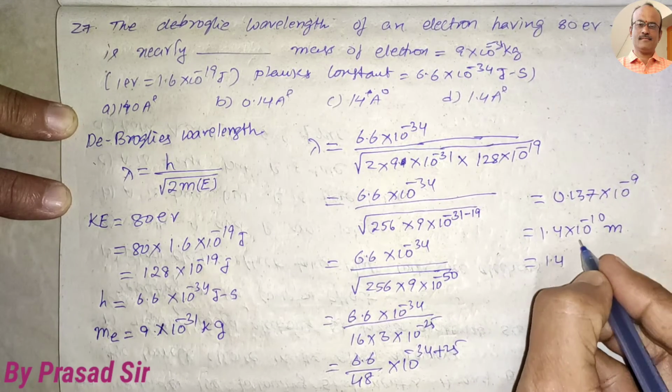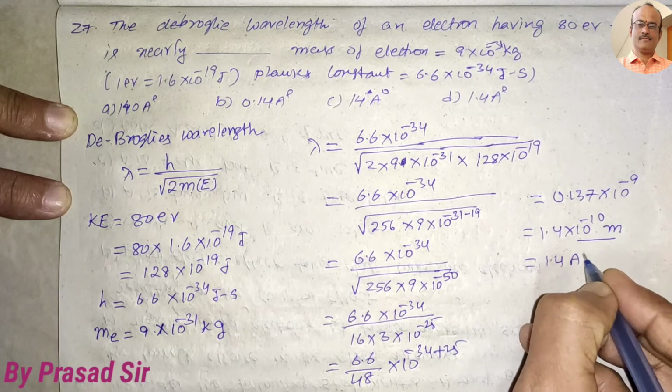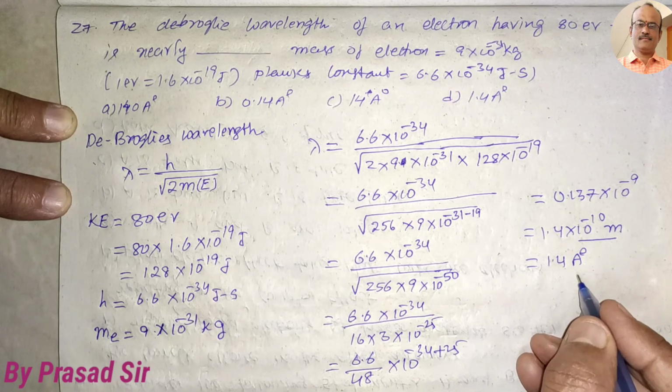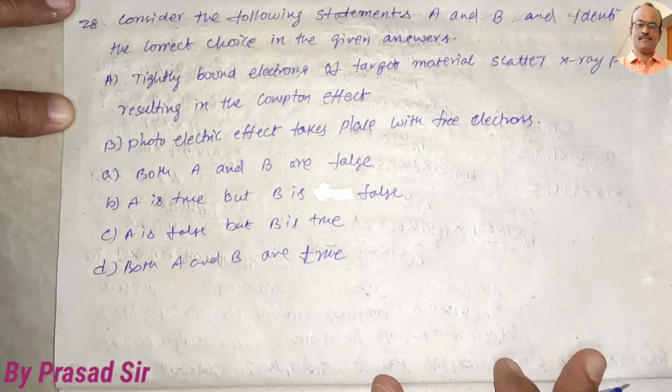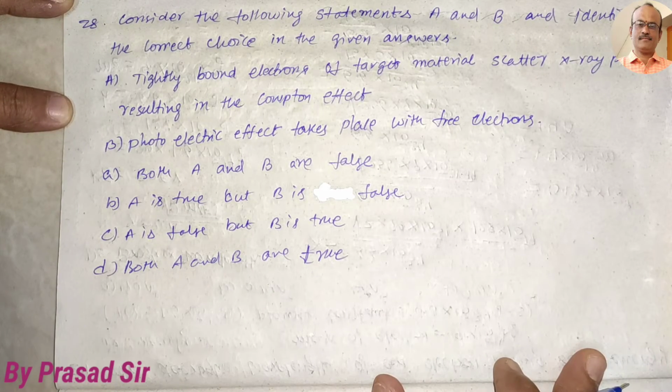So here 1.4, this one I will take as 1 angstrom unit, 1.4 angstrom unit. So the option for this one is D. Now the question number 28.